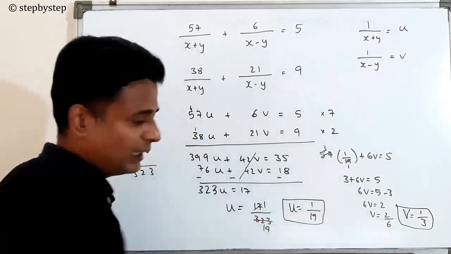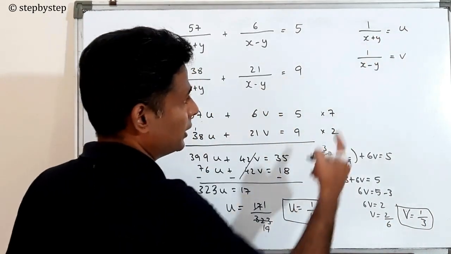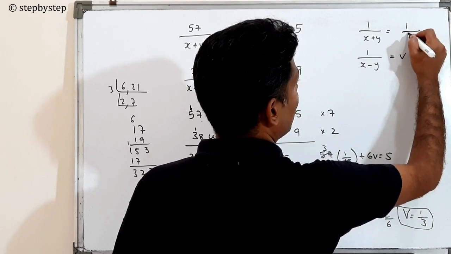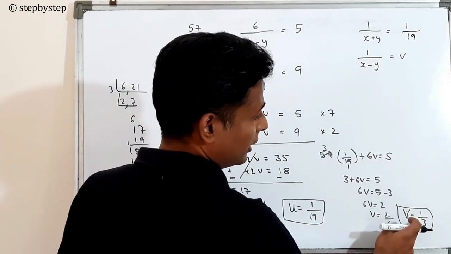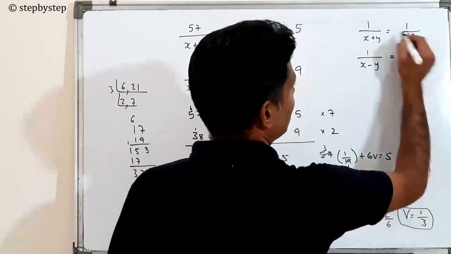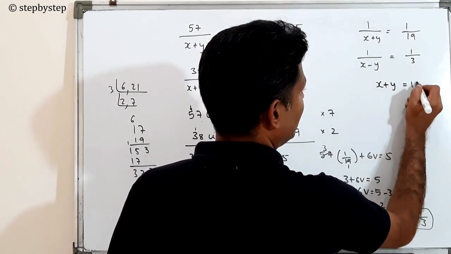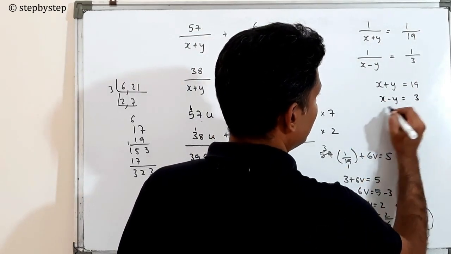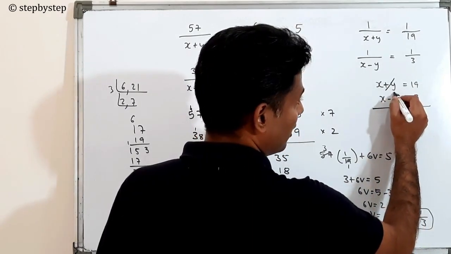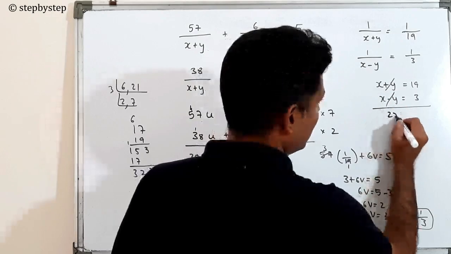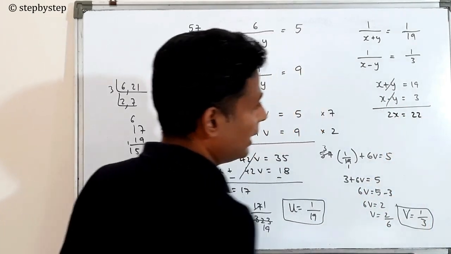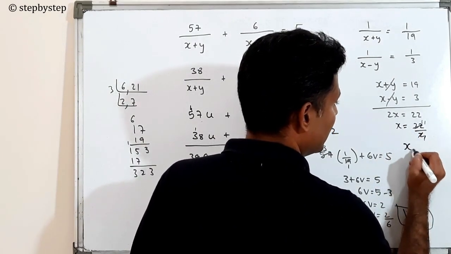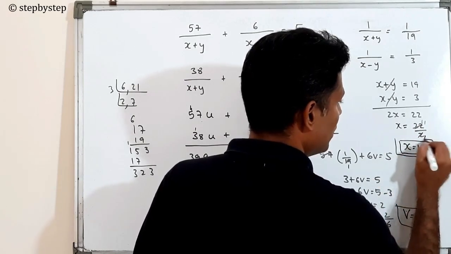So we found the values of u and v. Now using this we'll substitute. We have 1 by x plus y equal to u, so that is equal to 1 by 19, and 1 by x minus y equal to v, that is 1 by 3. Now transposing, I get x plus y equal to 19 and x minus y equal to 3. So I'll add, because y will cancel: x plus x is 2x, 19 plus 3 is 22. So x equal to 22 by 2, so x equal to 11.